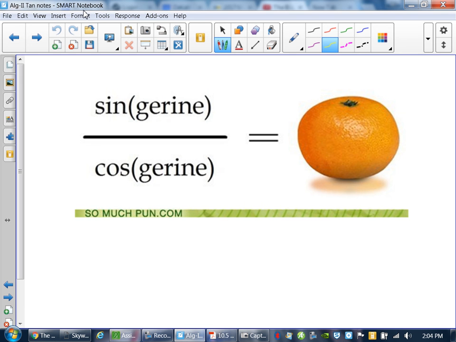Yes, that is a tangerine. Is that really so much fun? Wouldn't the gerene cancel? Yeah, I don't know where I got the picture.